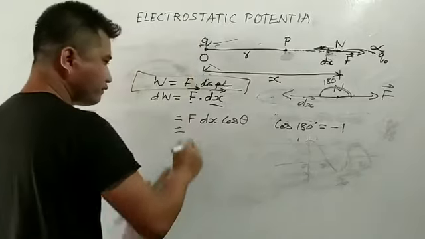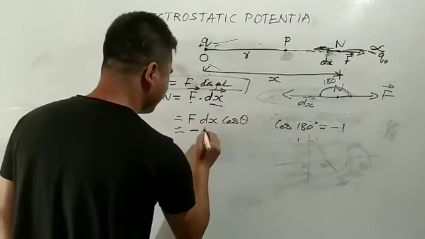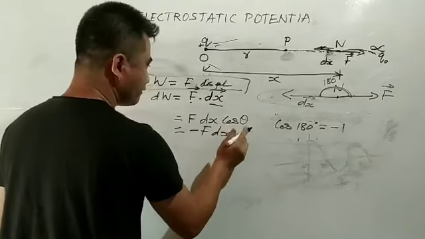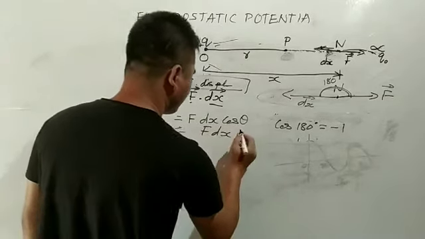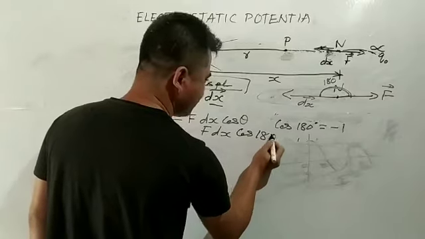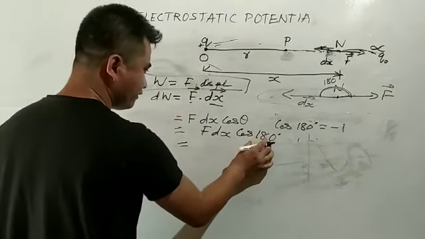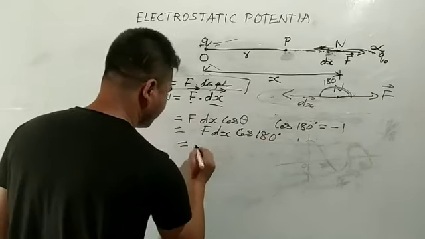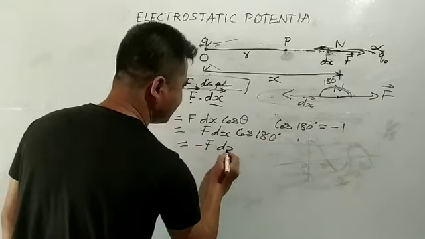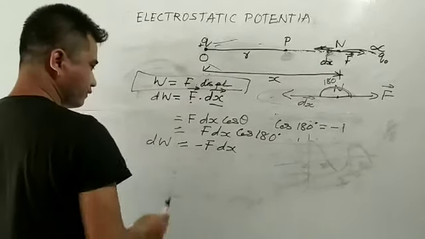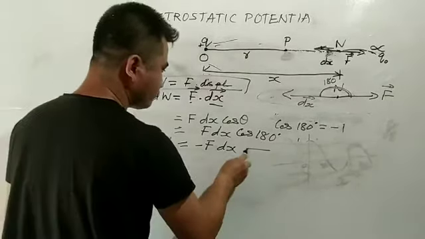So cos 180 degrees is minus 1, that means you write F dx cos 180 degrees, because theta is 180 degrees. If you put minus, then you will get minus F dx. So this is the small work done, dW equals minus F dx. Make this equation 1.